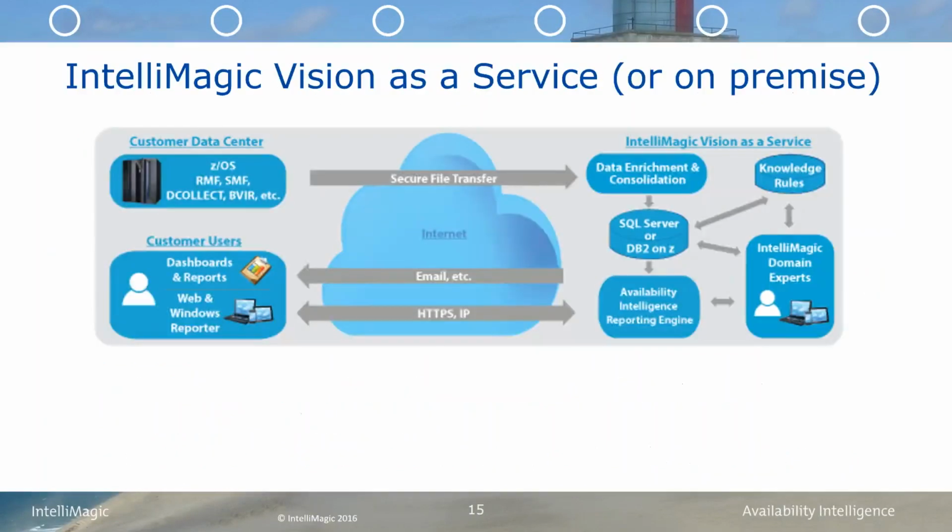So one last slide before we jump over to some of the demos and examples is just to help you understand what we're talking about in terms of a product. It's called IntelliMagic Vision. In particular, there's a module for disk and replication, and then another module for tape and virtual tape, and then a third module for systems as well. But we're going to be primarily showing you the disk and replication module with Lee's demo, and the tape and virtual tape module with Dave's demo here.